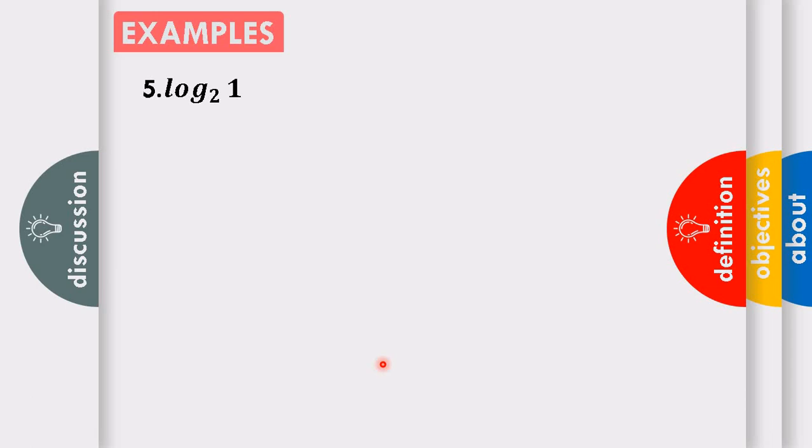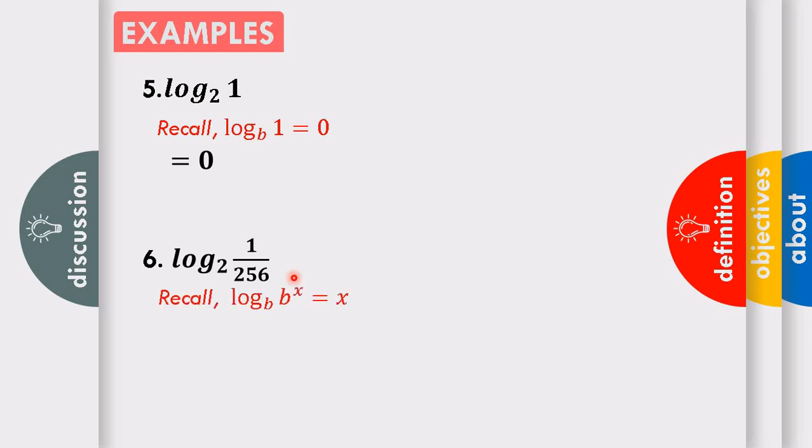So next one, we have logarithm of 1 to the base 2. Recall the property: if the argument is 1, for any base given, the answer is 0. So we have 0. Next, logarithm of 1 over 256 to the base 2. We will express 1 over 256 in exponential form with base 2. So we have logarithm of 2 raised to negative 8 to the base 2. The base of the logarithm is 2 and the base in the argument is also 2. Therefore, the exponent is the answer, which is negative 8.